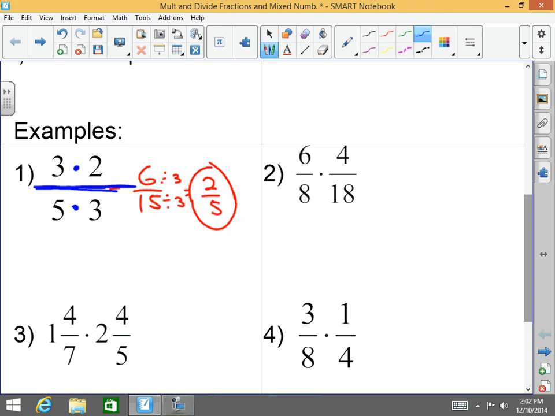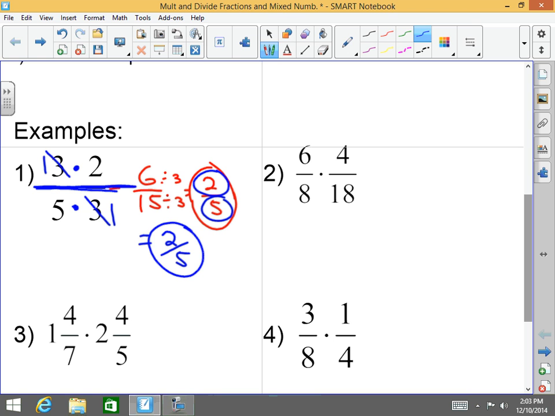Doesn't 3 and 3 cancel out? That's exactly right. 3 goes into 3 one time. 3 goes into 3 one time. 1 times 2 is 2. 5 times 1 is 5. So if you want to cross divide correctly, you can. Now, for some people, they just don't like it. They don't understand it. They don't know their factors well enough, and they end up messing up.